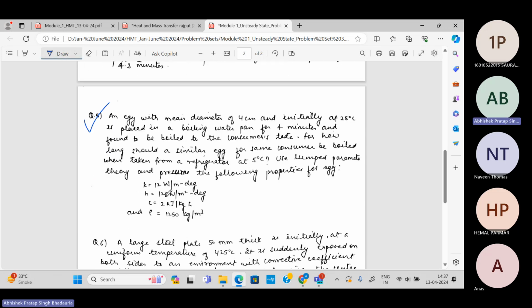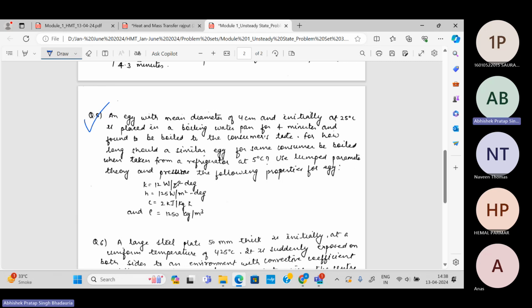Let's solve problem 5. An egg with a mean diameter of 4 centimeter and initially at 25 degrees Celsius is placed in a boiling water pan for 4 minutes and found to be boiled to the consumer's taste. Now, for how long should a similar egg for same consumer be boiled when taken from a refrigerator at 5 degrees Celsius? Use a lumped parameter theory and presume the following properties for the egg: thermal conductivity, convective heat transfer coefficient, specific heat, and the density is given.